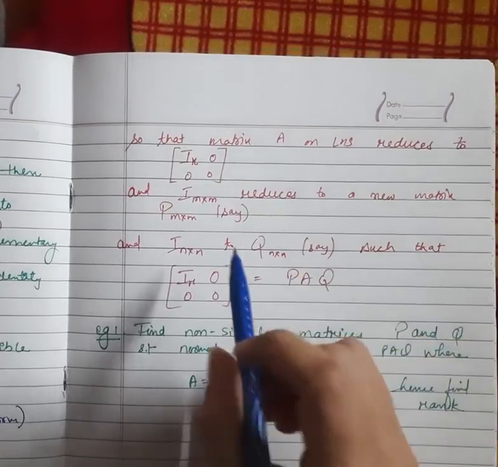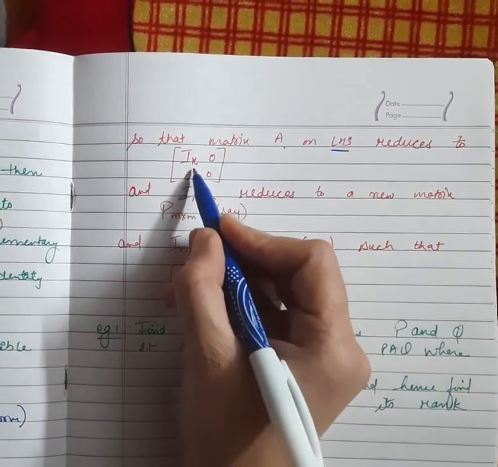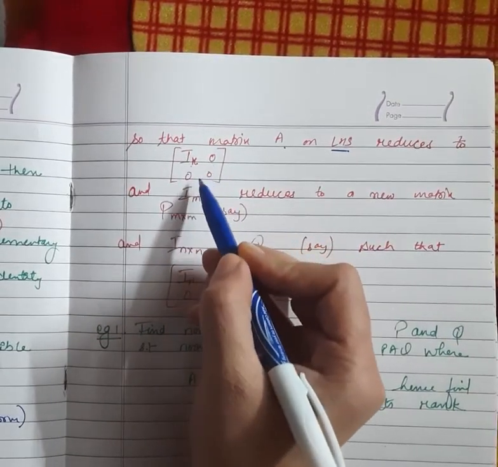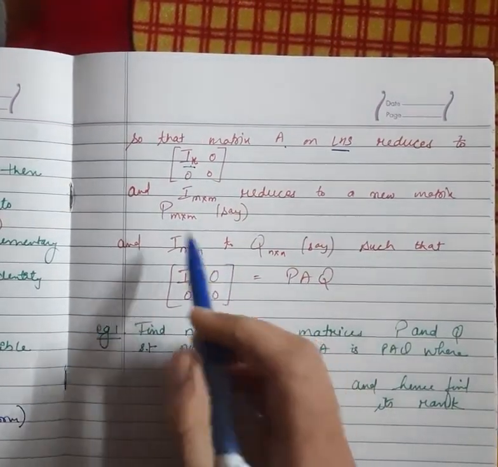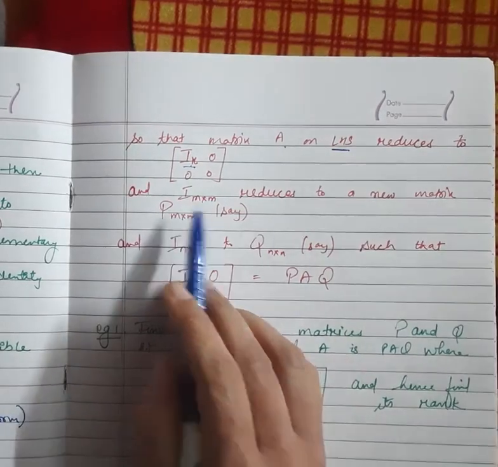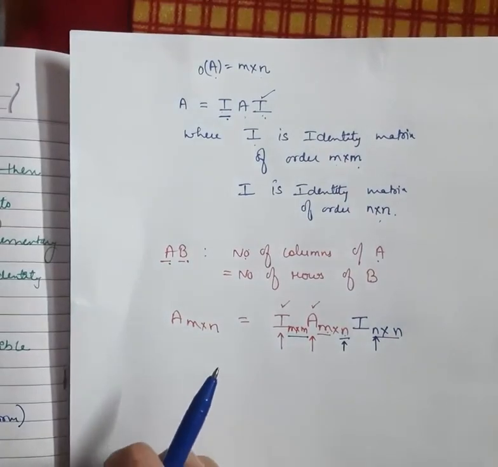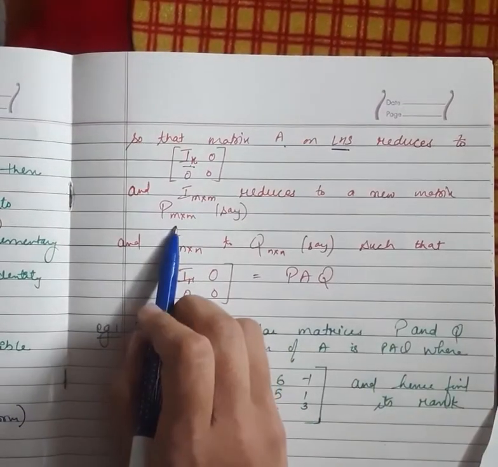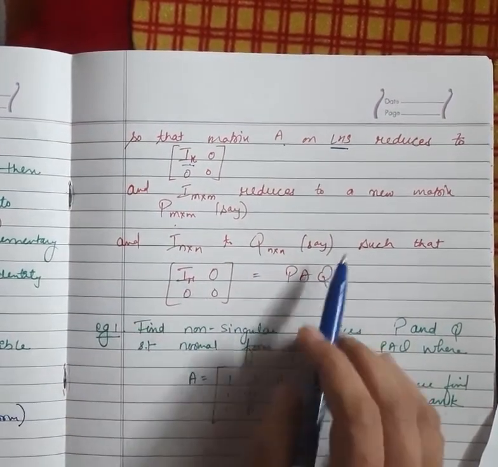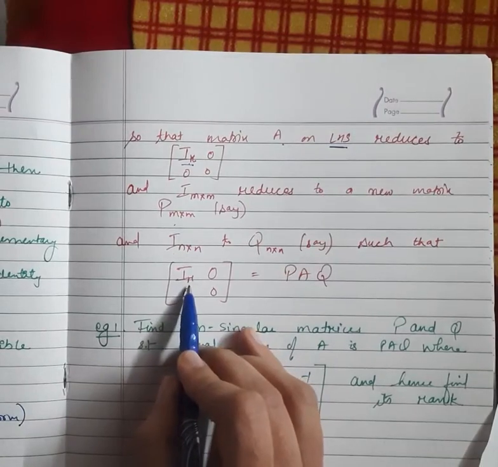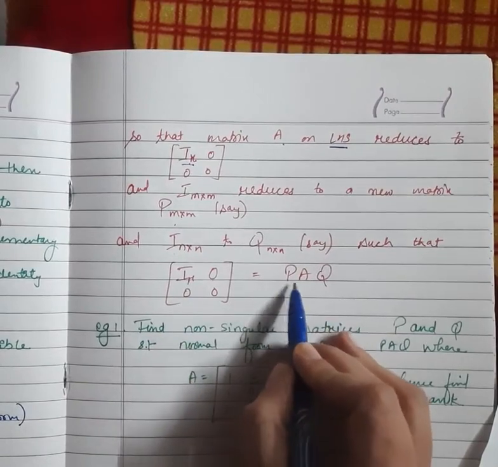And we have to apply the operations in such a way so that our left hand side matrix A reduces to a form [IR 0; 0 0], where IR is identity matrix of order R. And now the first identity matrix I which was mentioned here will also be reduced when we apply the row operations on it. Let's say this is changed to a new matrix P and the other one is reduced to a new matrix Q. So the resultant is our left hand side matrix is now reduced to [IR 0; 0 0], which is further equal to PAQ.